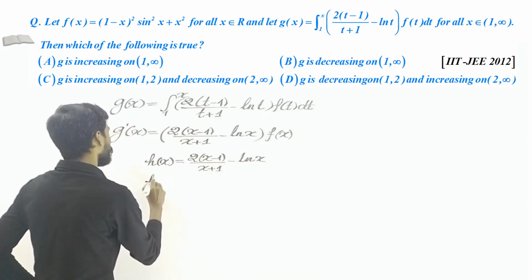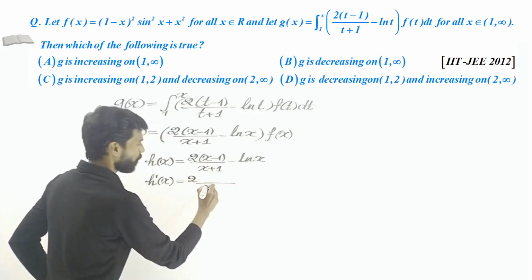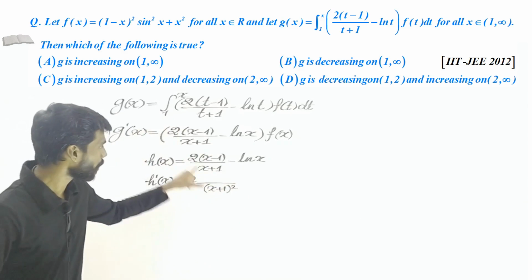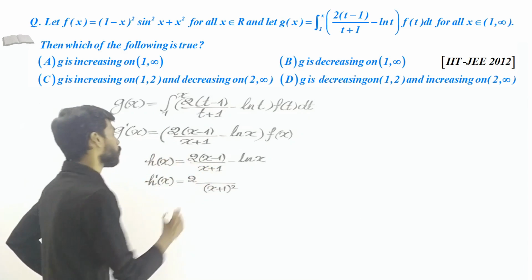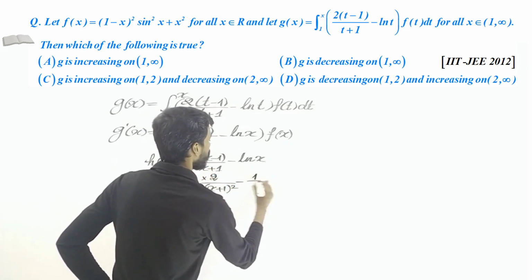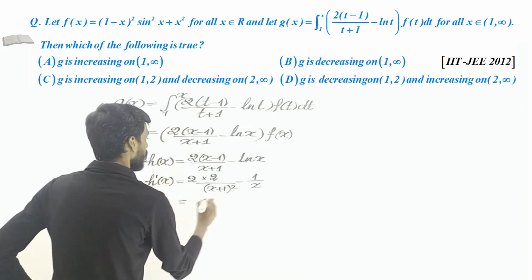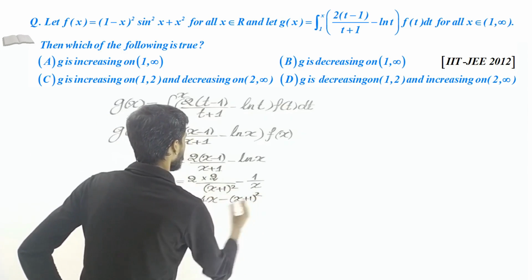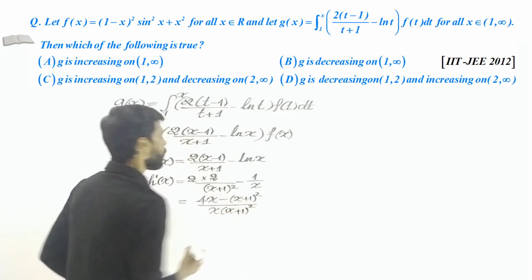Now let us find the derivative, h dash of x. That equals 2 multiplied by the derivative of this, so that is (x plus 1) squared in the denominator, and using the quotient rule, (x plus 1) multiplied by 1 minus (x minus 1), so that is just 2. Then minus 1 by x. Now let's simplify this. So this is (4x minus (x plus 1) squared) divided by x multiplied by (x plus 1) squared.